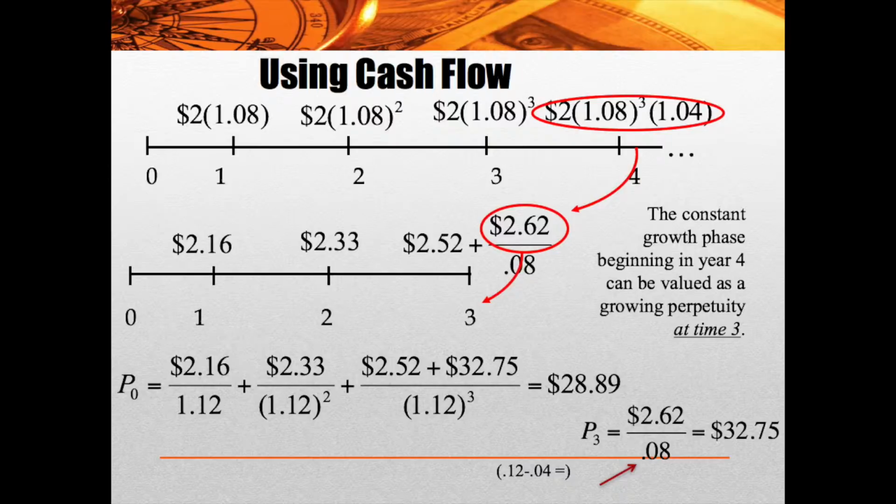So the top here has a timeline. The first period we grew at 8%: $2 times 1.08. The second period it's $2 times 1.08 times 1.08, or 1.08 squared. And the third time period is $2 times 1.08 to the third. And the fourth time period is where we start to get our perpetuity, or our constant growth model. So we have 3 years of growth, and then from the fourth period on, everything after 3 years is constant growth.